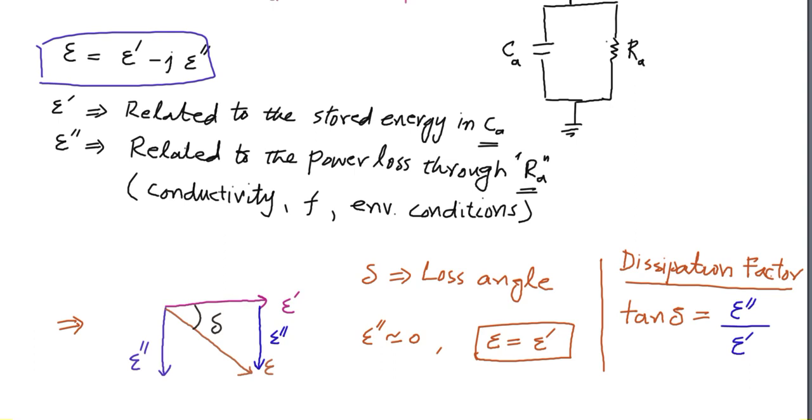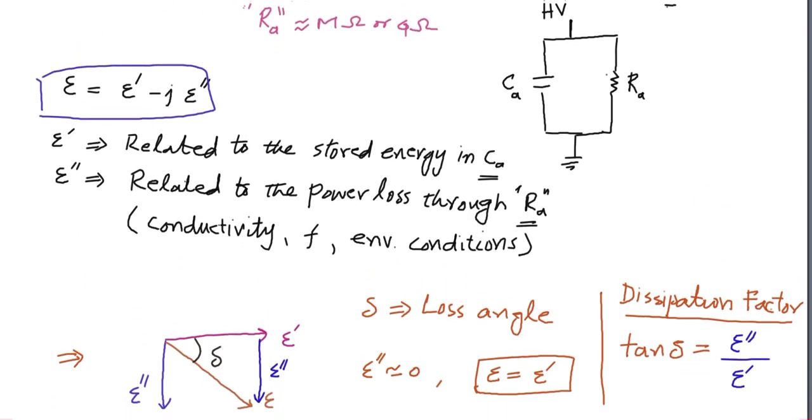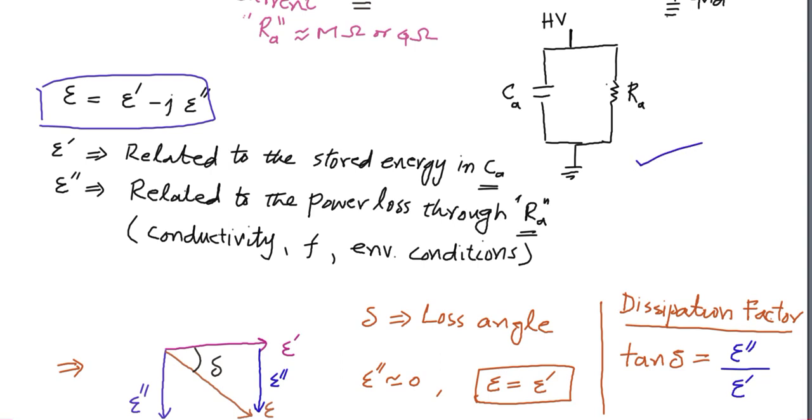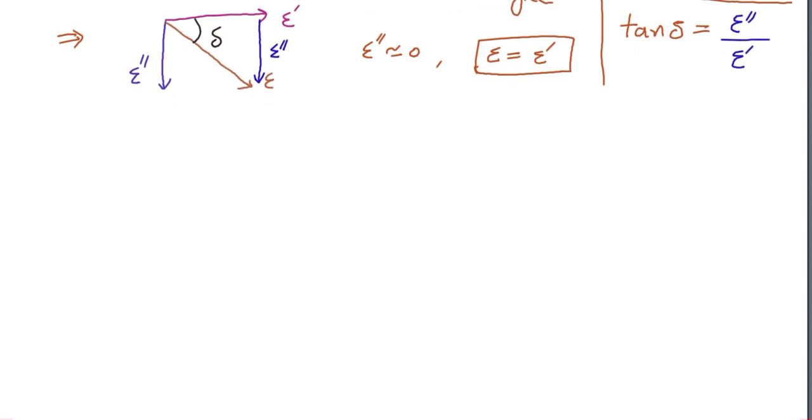Okay. This is how we can determine the dissipation factor of our dielectric material. So, coming back to the diagram, the electrical equivalent model of our dielectric material. If I redraw it, I have capacitance and I have the RA, and we have the applied potential U.